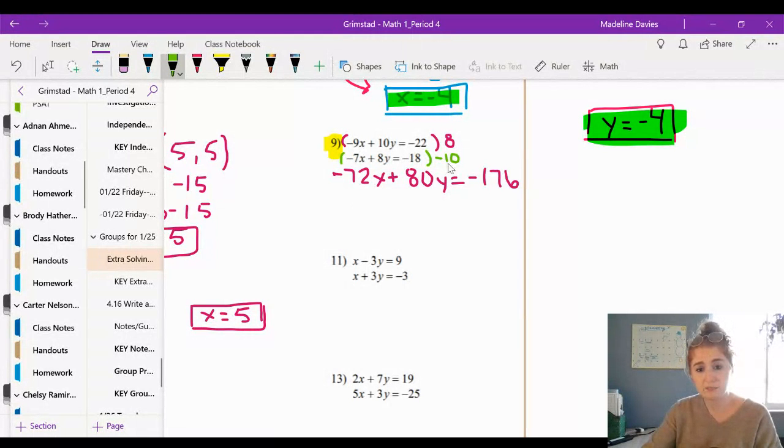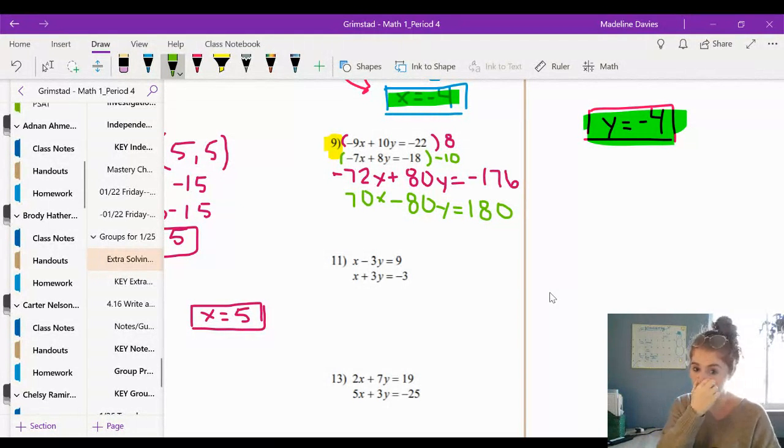So this time I do negative 10 times negative 7. It's going to be positive 70x. Negative 10 times 8y is negative 80y equals, and then negative 18 times negative 10 is positive 180. Okay, so I have these going.